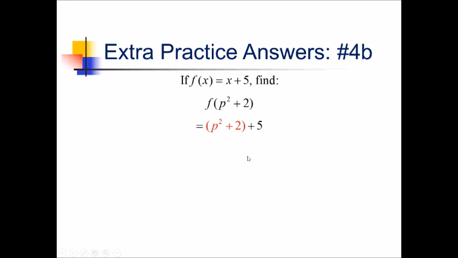Now we can combine like terms though. 2 plus 5 gives us 7, so p squared plus 7.